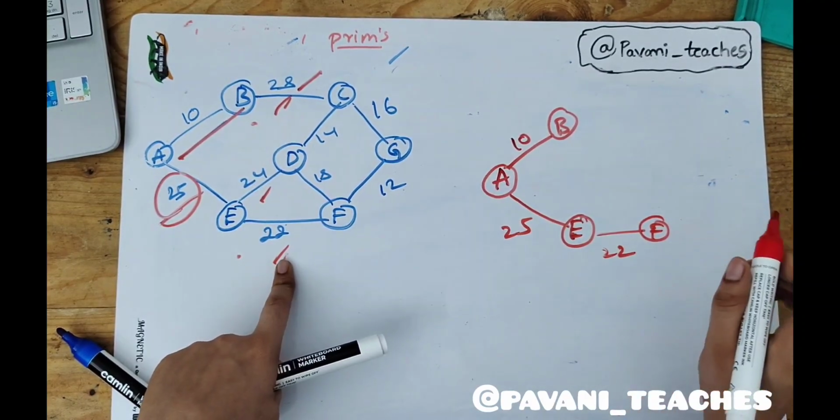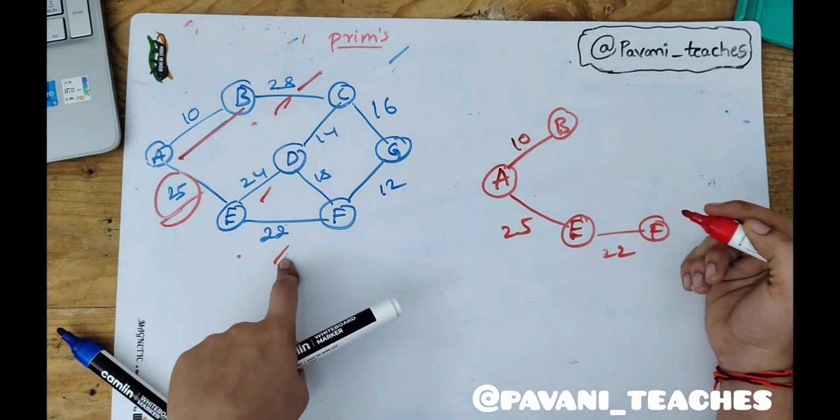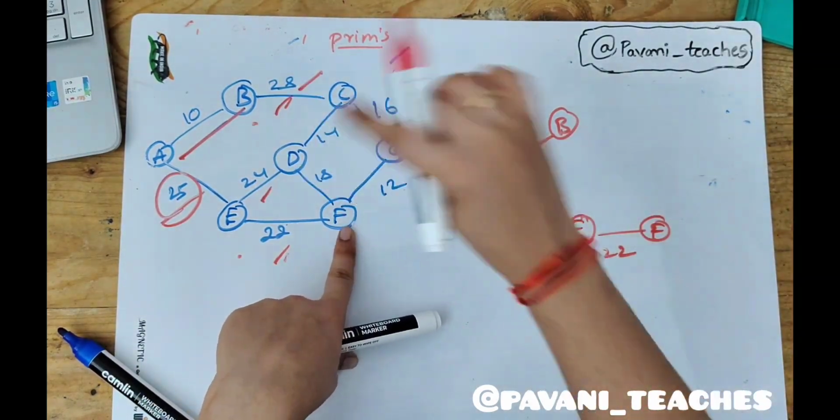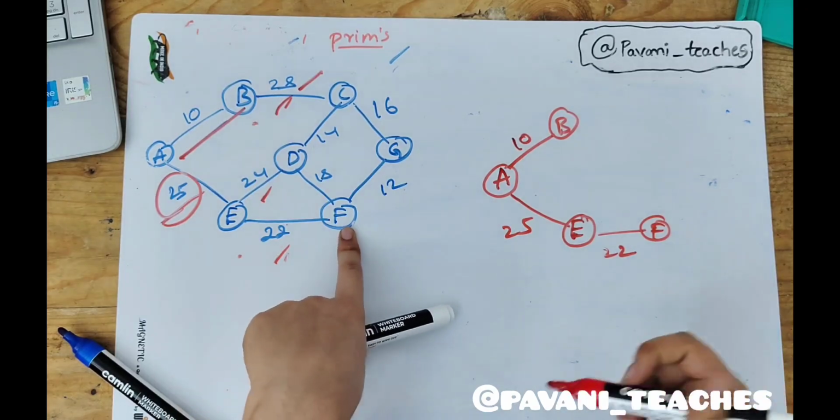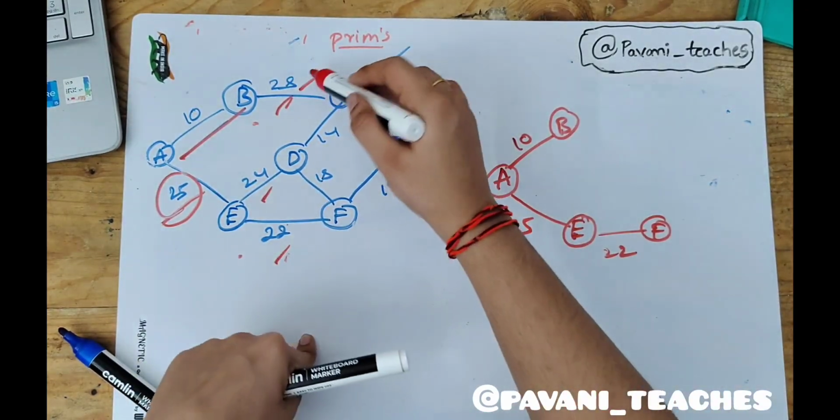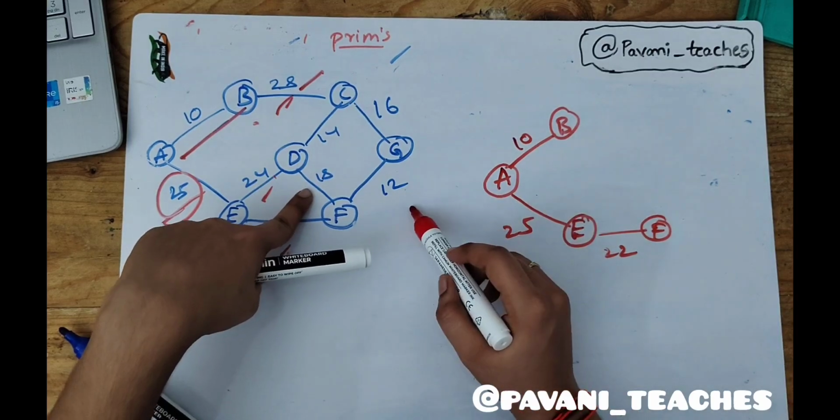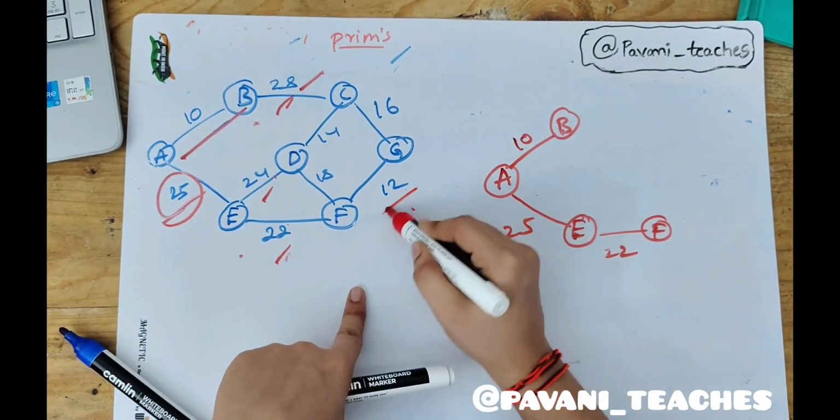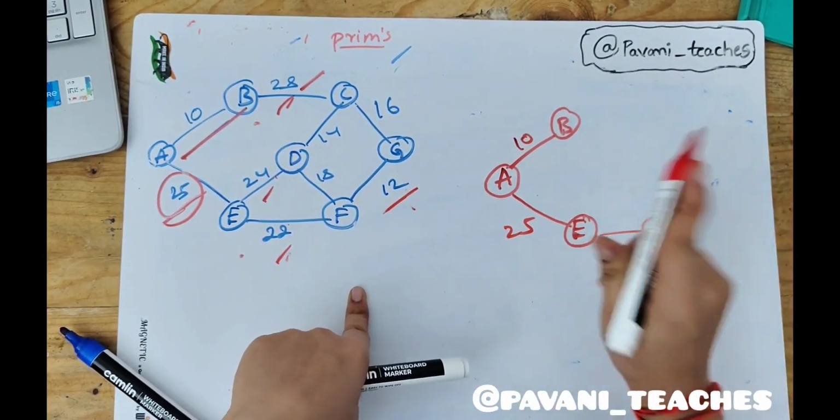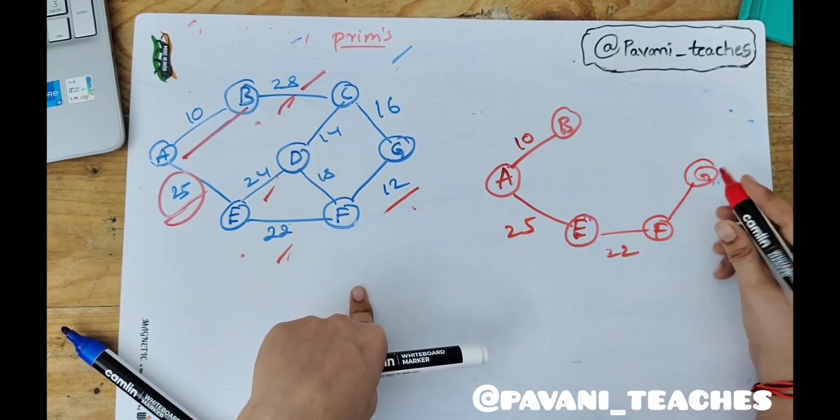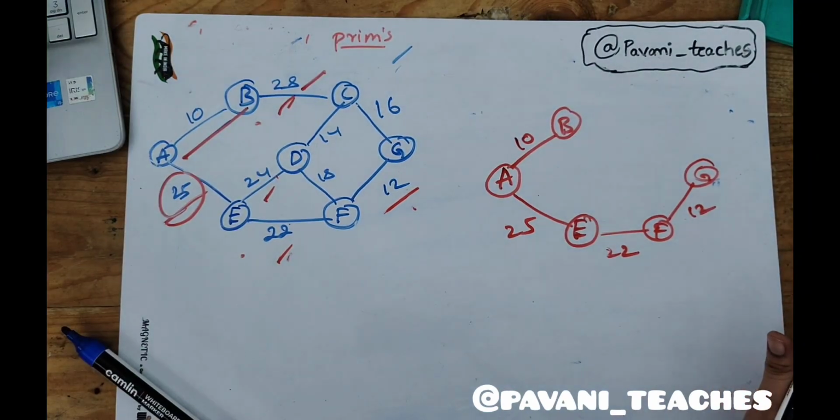22, that's it. Then as we go forward, now we have to check the connections with the F vertex also. Here we have options again: 28, 24, 18, 12. As here 12 is the less weighted adjacent edge, I am taking that edge, 12. Okay, I hope you got it.